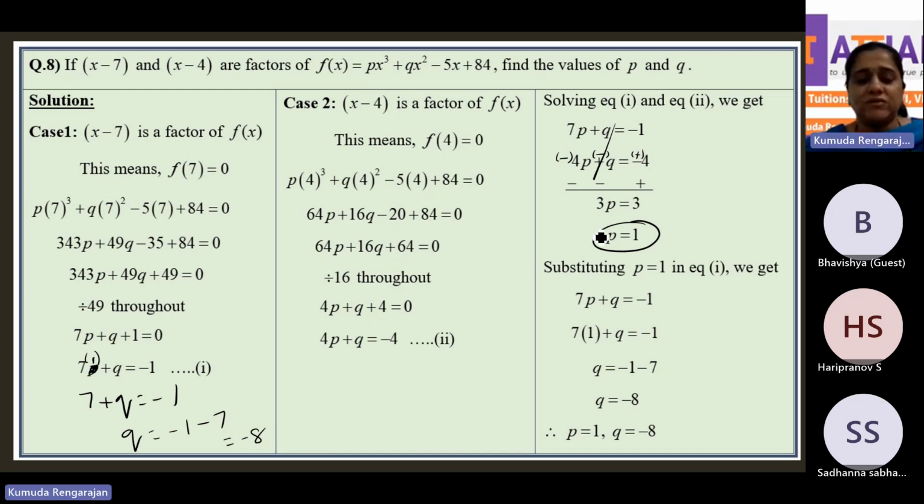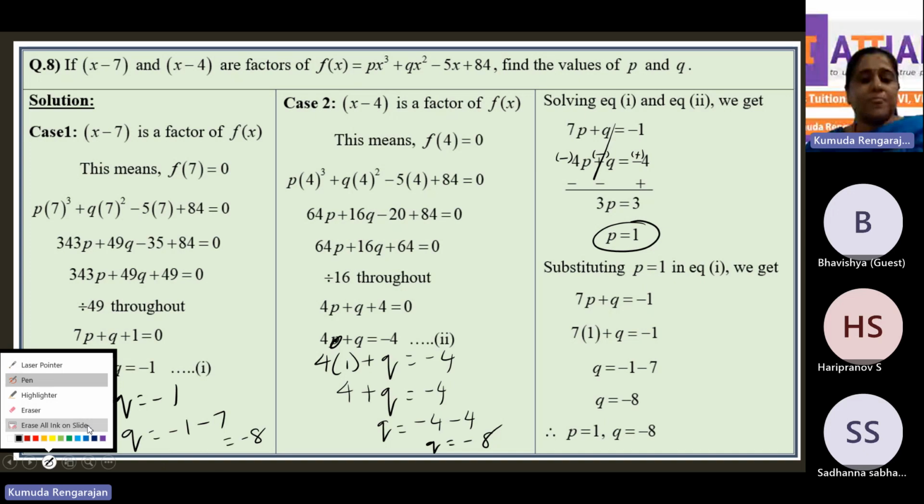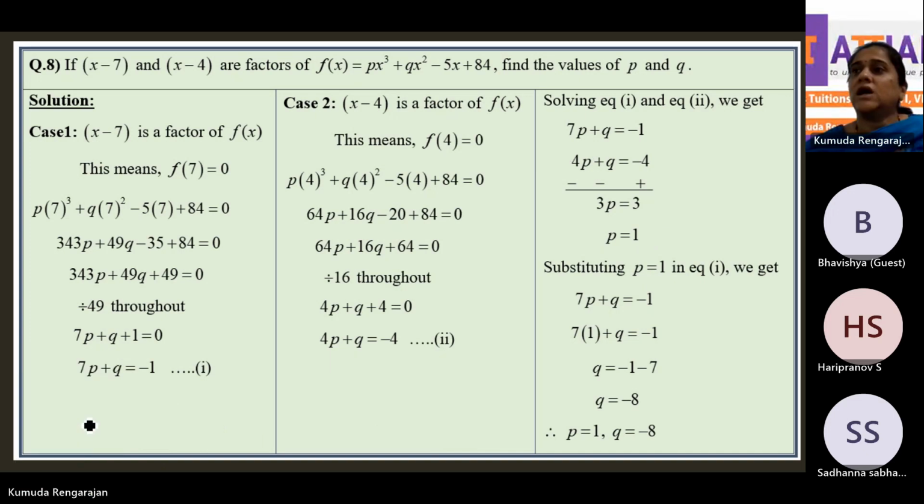Or you can put it here also. P is equal to 1, 4 into 1, 4 plus Q is equal to minus 4. Q is equal to minus 4 minus 4. Q is equal to minus 8. Any one equation you can substitute. This is how we find the values of P and Q. Understood, all of you? Yeah, write down, children. Please write down.